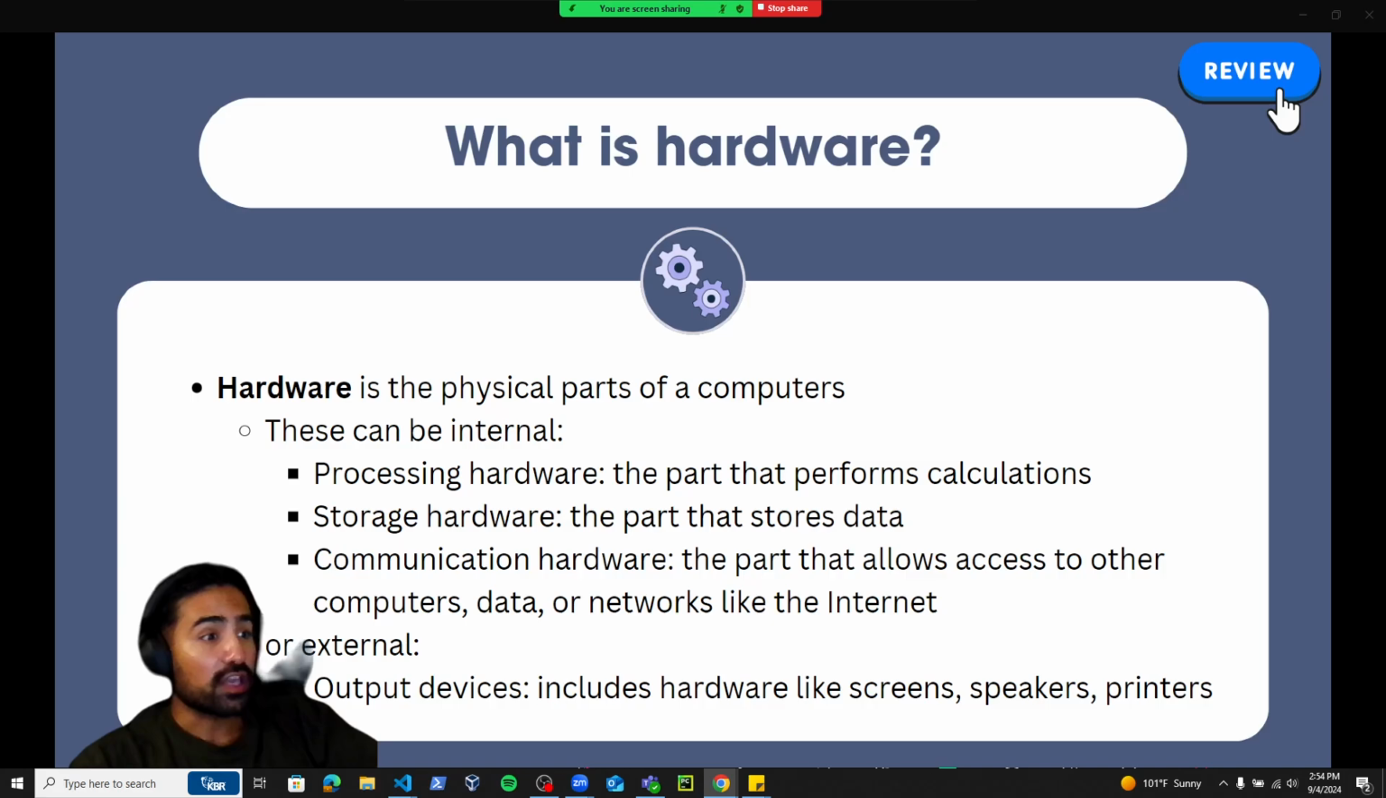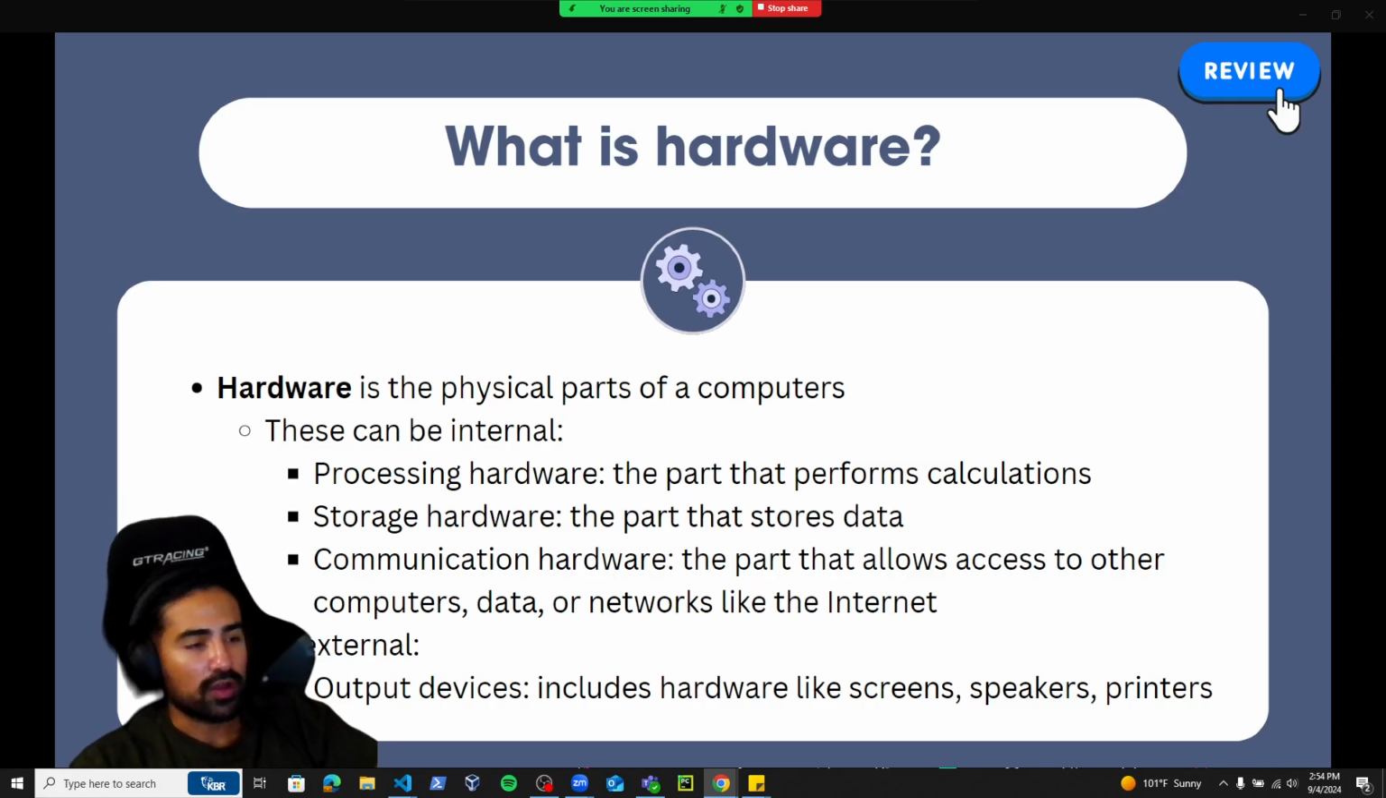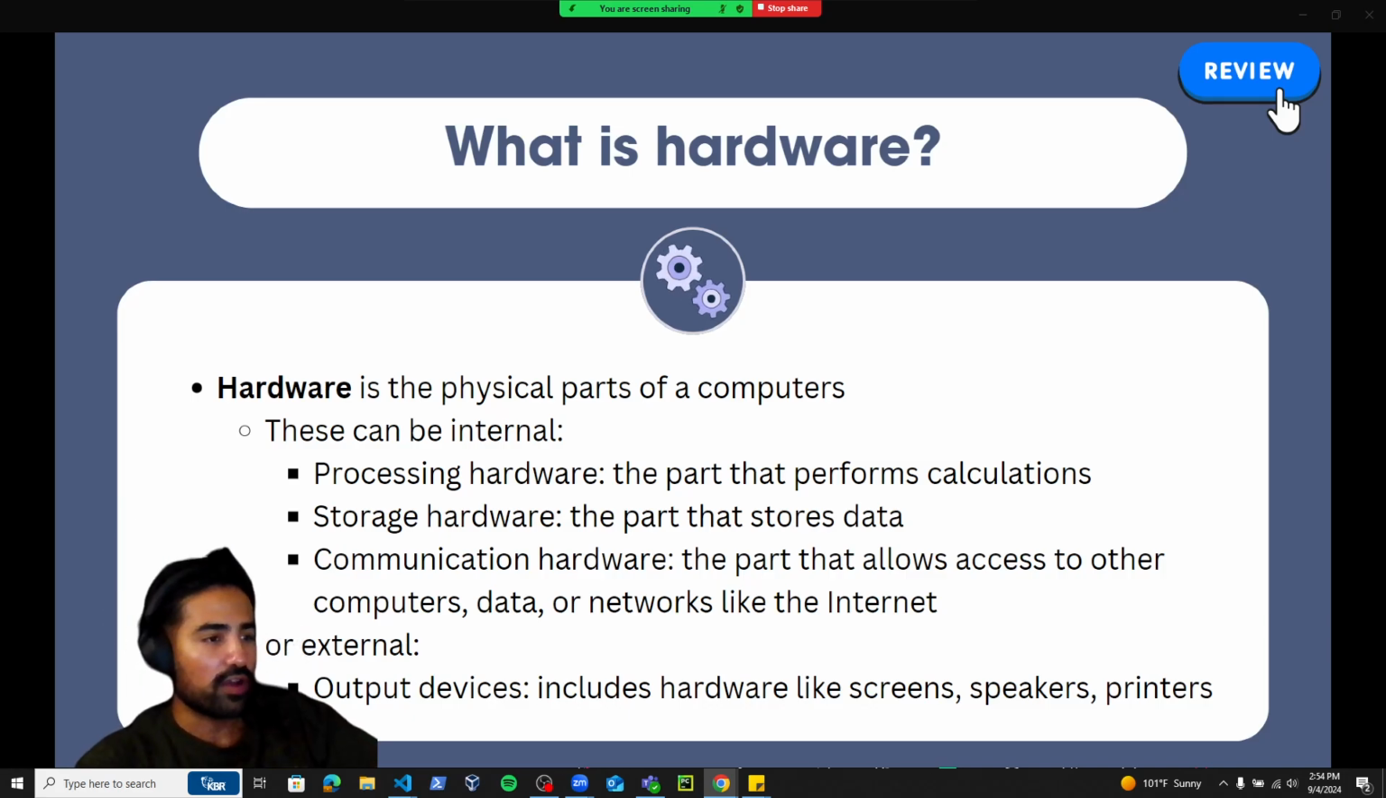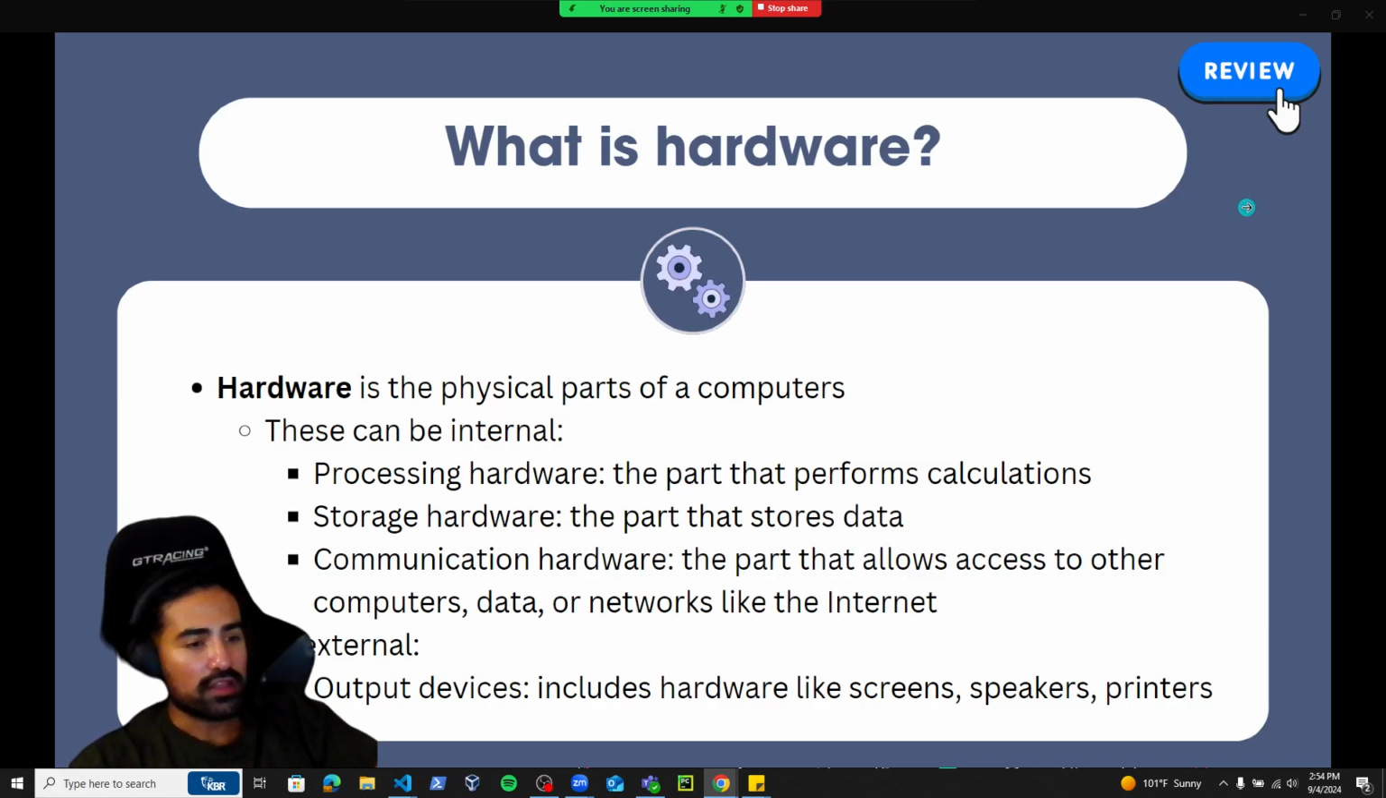And then there's your communication hardware. If you're going to connect to other computers or to a large network, famously, one that we know is the internet, you're going to need some special hardware to hook up to your Wi-Fi router, and so on. There's also the external hardware, stuff that we interface with, the screens, speakers, printers, and so forth.